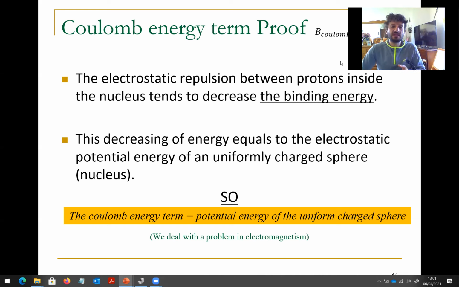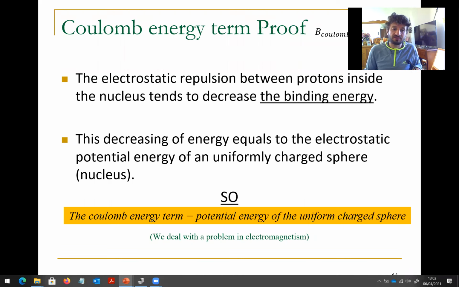Let me explain the situation in general. Inside the nucleus, we have positive protons. In this case, we have a repulsive Coulomb force between them. This repulsive force will decrease the general binding energy of the system. This decrease of energy equals the electrostatic potential energy of this nucleus. Okay?